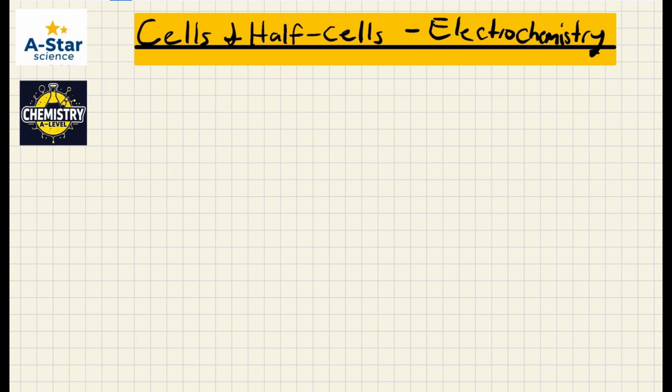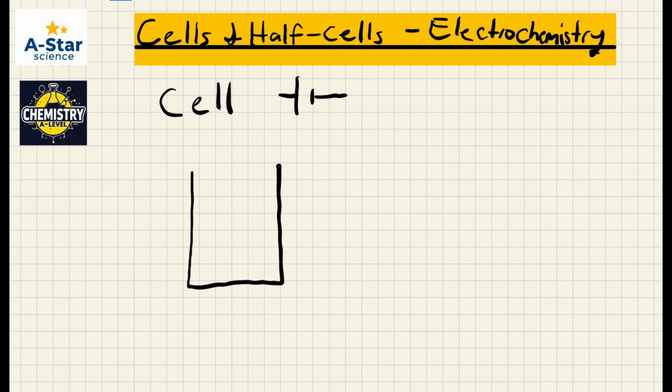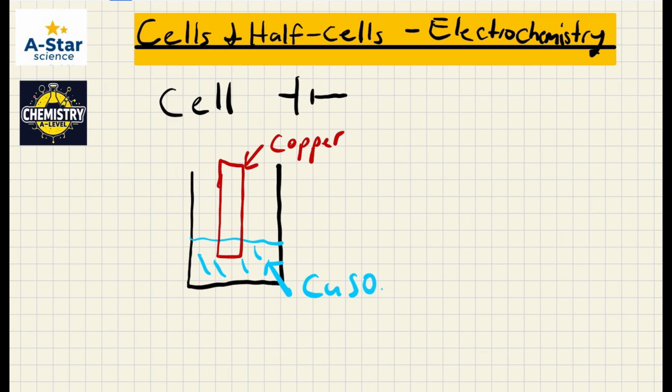So first, let's look at the term cell, which from GCSE was represented like this. Some people call it a battery, but a cell in electrochemistry is made up of two half cells. So right now I'm going to draw a half cell, and I'm indicating this as copper. So let's say we have a piece of copper metal, and this solution will be copper sulfate.